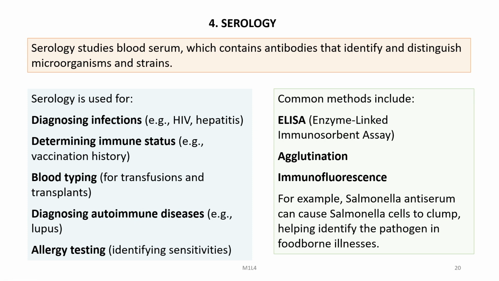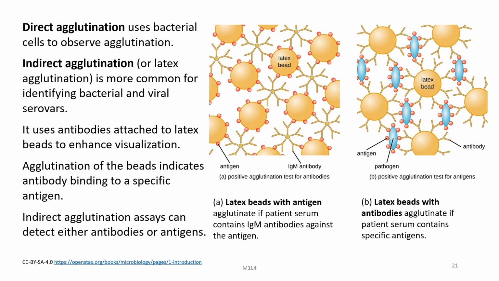And the common methods that are adopted for serology include ELISA, which is enzyme linked immunosorbent assay, then agglutination assays and immunofluorescence. Here an example is given: Salmonella antiserum can cause Salmonella cells to clump and helps identify the pathogen in foodborne illnesses. So, if we see what is direct agglutination, it uses bacterial cells to observe agglutination or coming together.